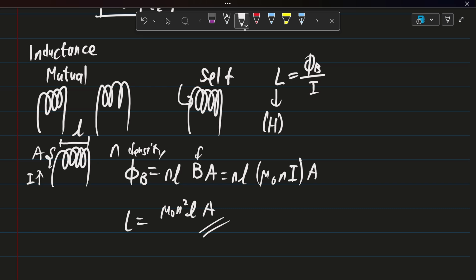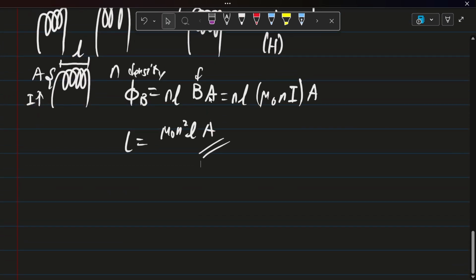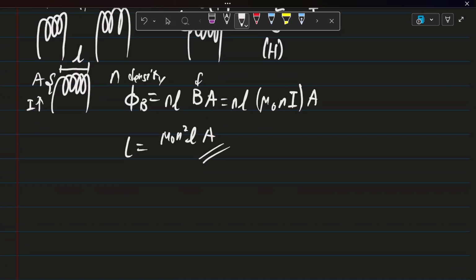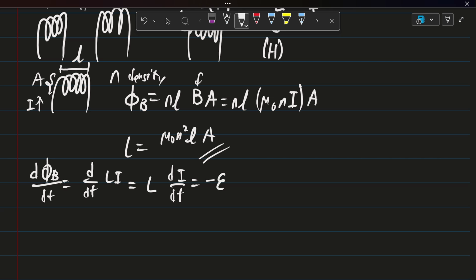So now, after we have already defined what the self-inductance is, we can actually do something very clever to our Faraday's law, in which d phi B could be transformed into d over dt of L I. But since L is a constant in here, we could extract this out to get L dI over dt. And this is the negative of our EMF. So this is normally how it is written.